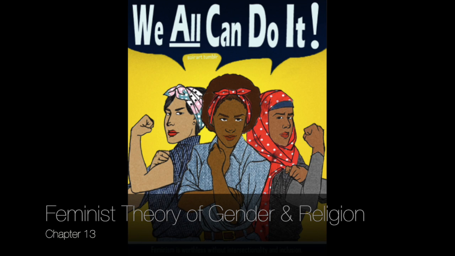For my fourth theory, I chose feminist theory of gender and religion from chapter 13. As you can see in this picture, there are 3 women. The first one happens to be either Hispanic or white. The middle one is African American, and the one on the right is a Muslim. This picture shows that these women are coming together and they are fighting for something they believe in. They're coming together even though they are all from different races. Feminist theory of gender and religion states that patriarchal structure of major religions linked gender and social inequality to religion.